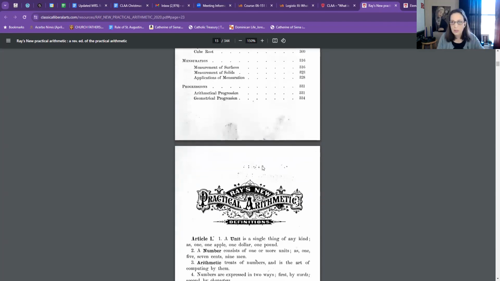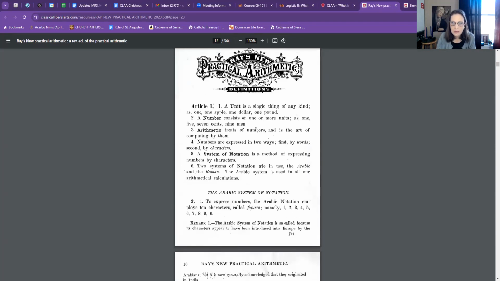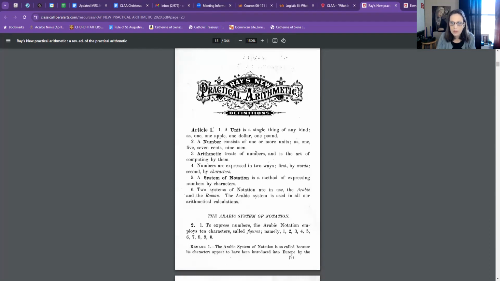So we're just going to start in the beginning. We're going to read lesson 1 together. Right here, here's lesson 1, Ray's New Practical Arithmetic. Definitions. So for some of you, this will be new. For some of you, it will be review, but it's okay. Let's just walk through it together and learn bit by bit. So here's Article 1.